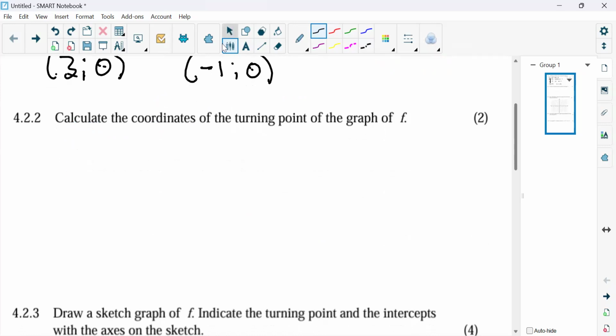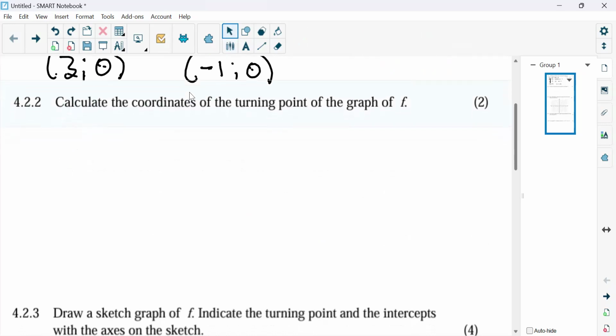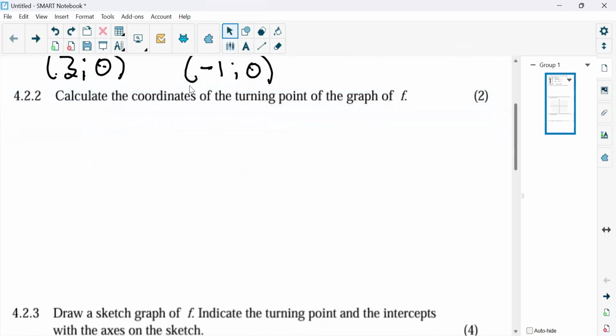Because you are in grade 12, you already know about differentiation. It will be best if you use differentiation of calculus, because the derivative works when you are dealing with cubics and also when you are dealing with parabolic functions.